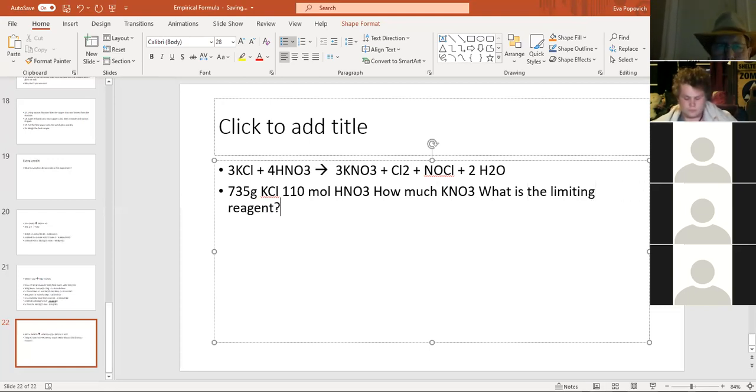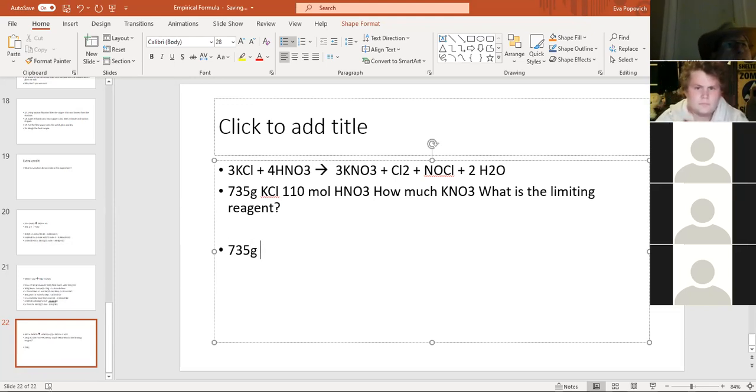Okay. We can do this. What's the first step? Sheridan, you haven't answered anything for a while. What's the first step we've been talking about? It would be to find the moles for the KCl. First step, find the moles of the KCl.